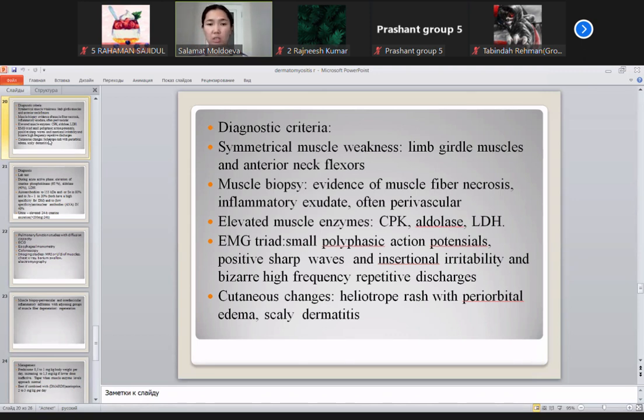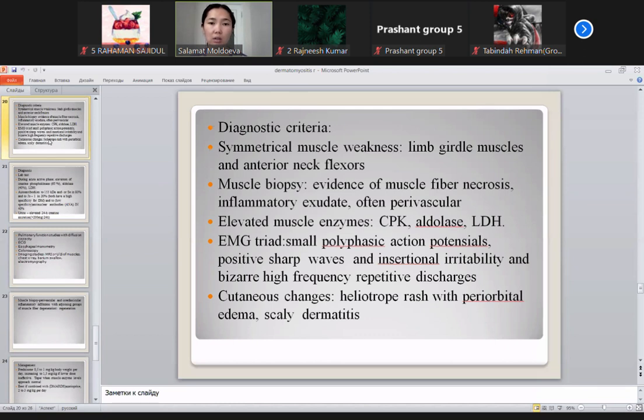Remember about this. For each disease, I already gave criteria, except gouty arthritis. If you notice, we have gouty arthritis criteria, but I didn't give them. We will discuss the criteria of gouty arthritis in the practical part.